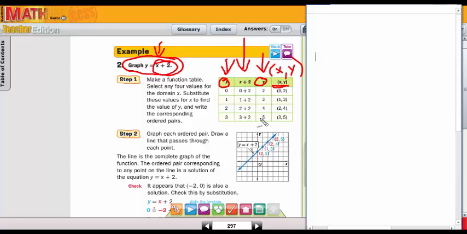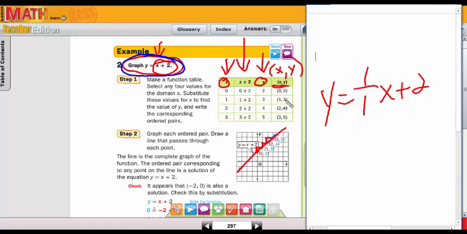I would like to point out that another way you could do this would be to go to our original equation, y equals x plus 2 right here. Recognize that we have a positive 2 for our y-intercept, which is right here, and that our slope is 1 over 1, so we're going to go up 1, right 1, up 1, right 1, and you can see that that is another way to draw that same line.